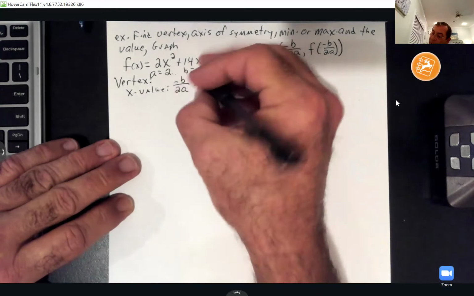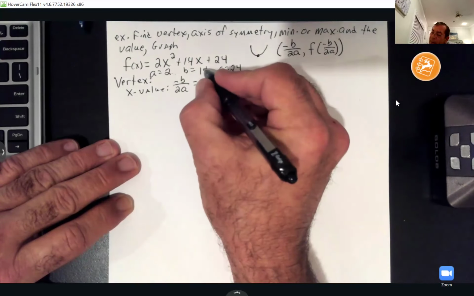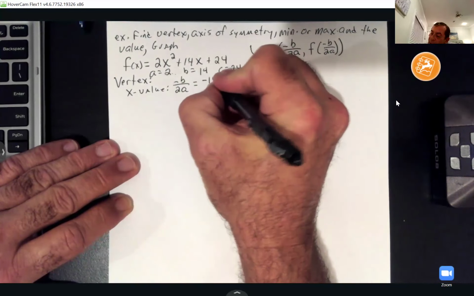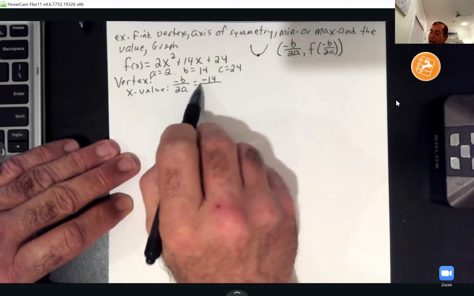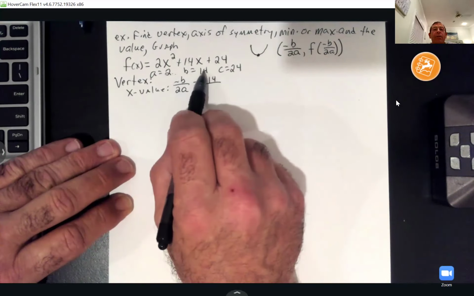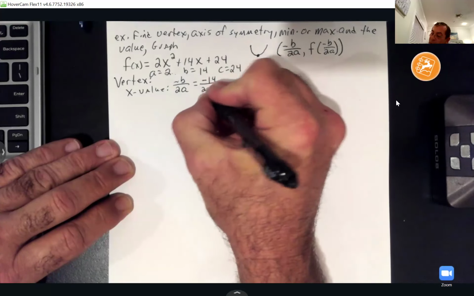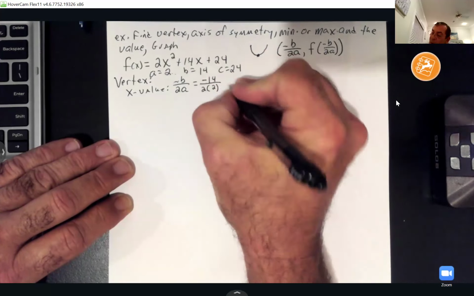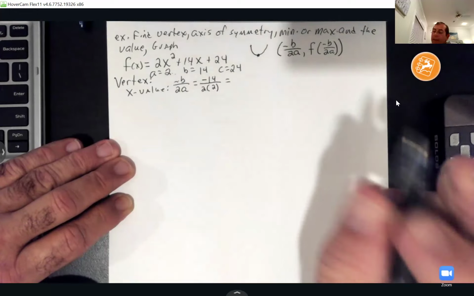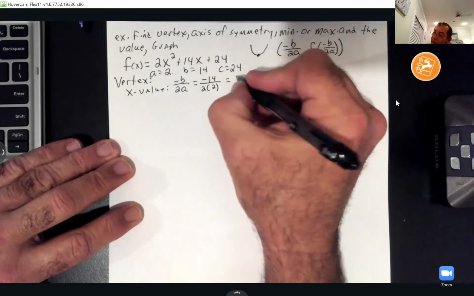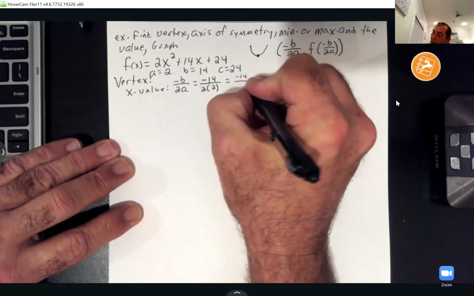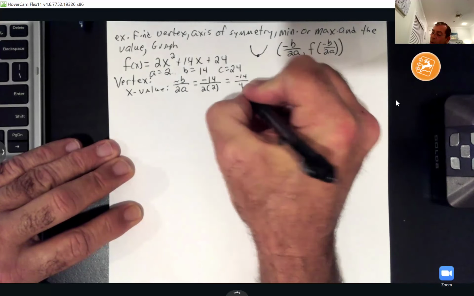All right, y'all, so here we go. Got my negative. This time b is a positive 14. So the negative in the formula turned that positive 14 to a negative 14. And then on bottom, 2 times a, which is 2. So y'all, I'm going to get a negative 14 over 2 times 2 is 4.